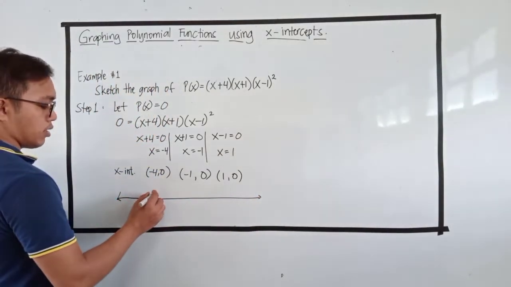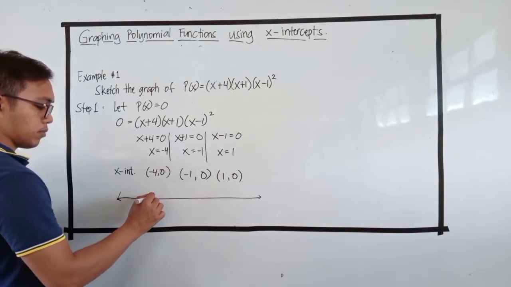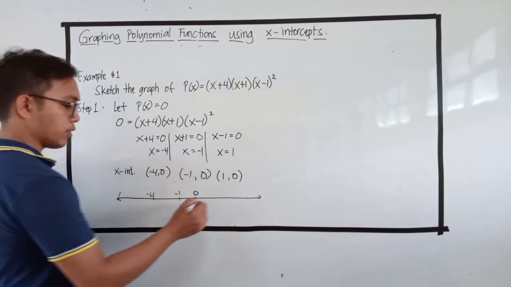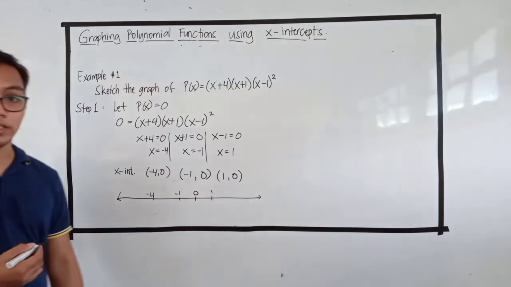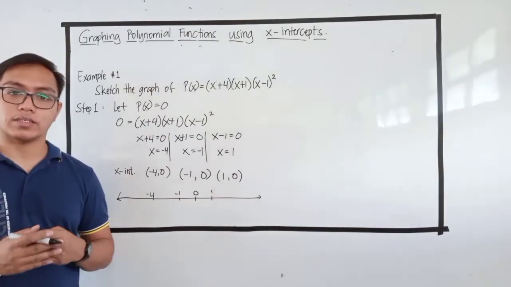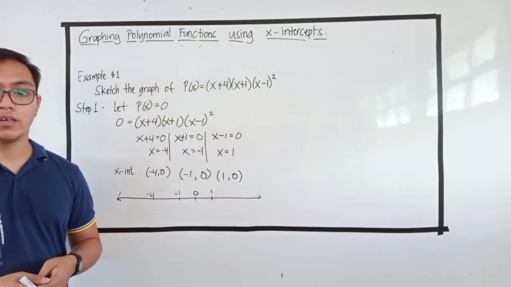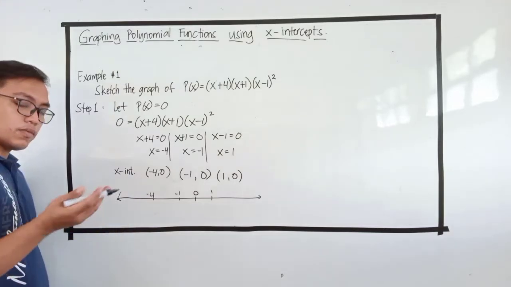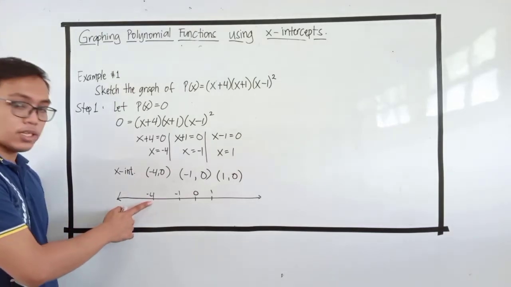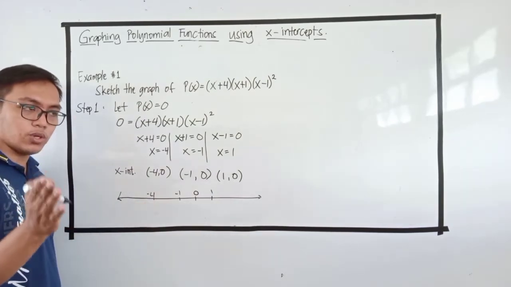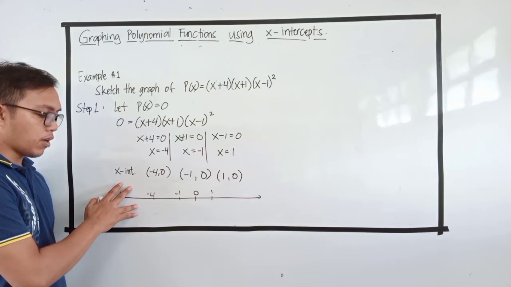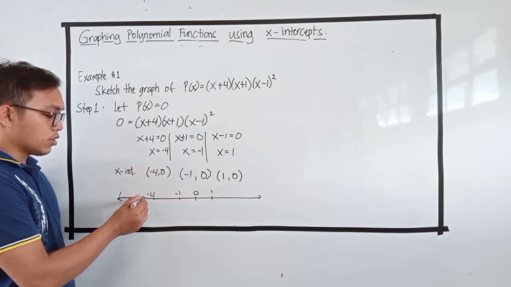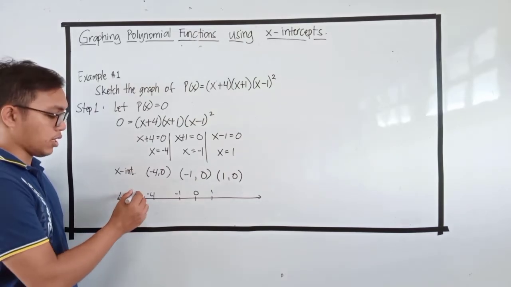Okay, let's say this is negative 4. Then we have negative 1. Let's say we have here 0 and then 1. Those are our x-intercepts. We are going to get some values in between these x-intercepts. First, let's have a value which is less than negative 4, so that we can know the trend from the left side of negative 4. And obviously, we can use the nearest integer, which is negative 5.